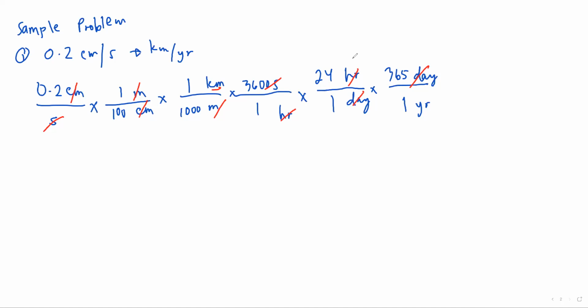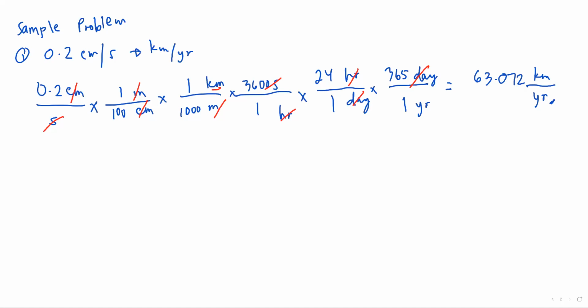0.2 times 36 times 24 times 365 divided by 100,000. Yan. So, final answer natin. Technically, kung 0.2 centimeter per second tayo sa buong taon, we can walk. So, pwede malamang, technically, nilalakad niya yan. 63.72 kilometer per year. Okay? So, ayan. So, tamang conversion lang.